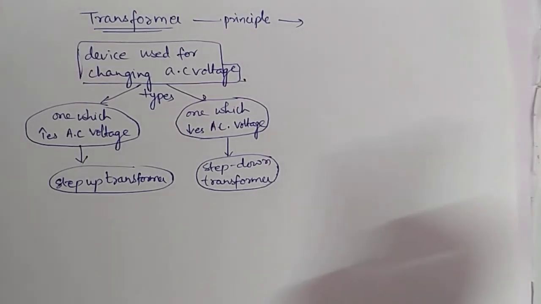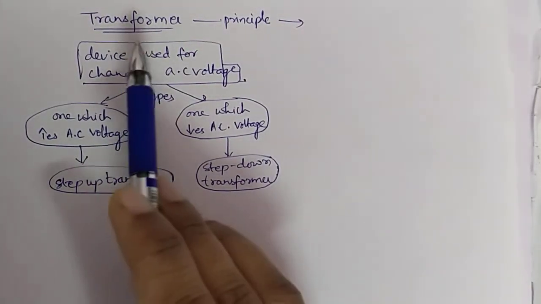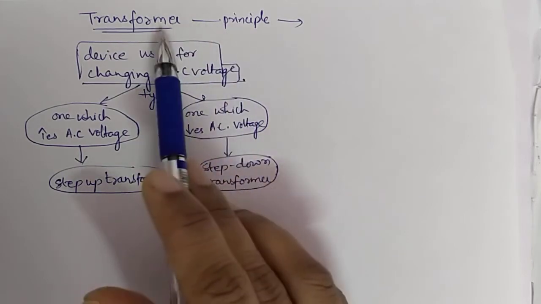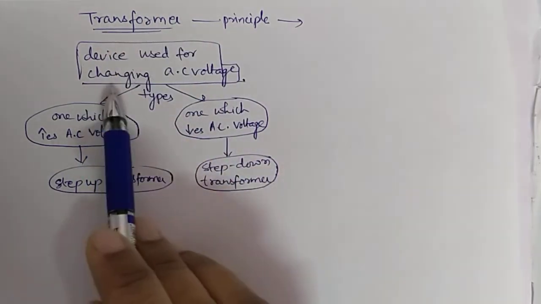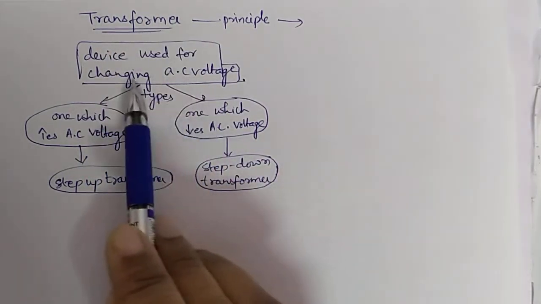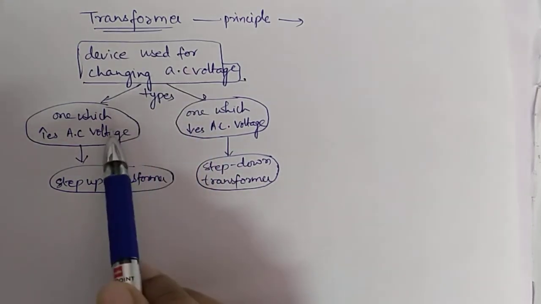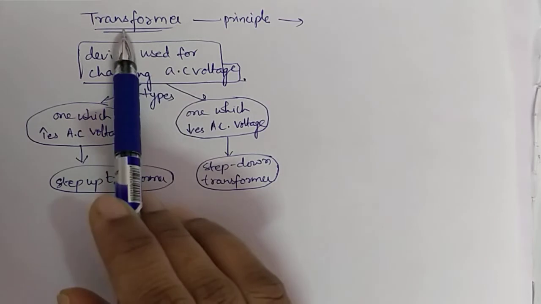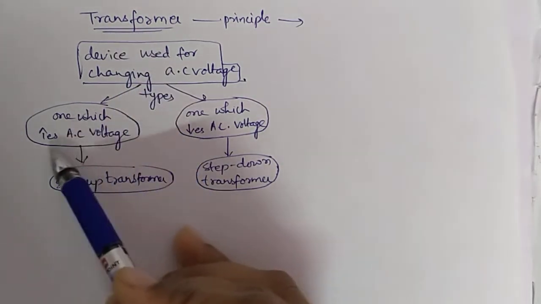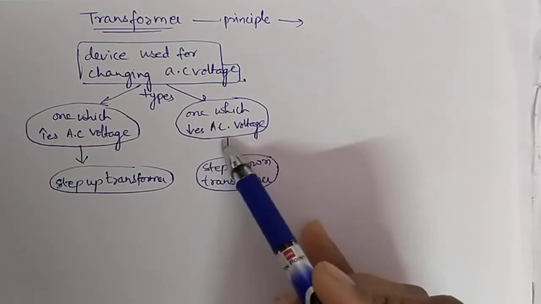Okay, children, so the next topic is transformer, and the transformer's principle, the device. A transformer is a device for changing an AC voltage. If you want to increase AC voltage or decrease AC voltage, a transformer is used. It is of two types: one which increases AC voltage and one which decreases AC voltage.